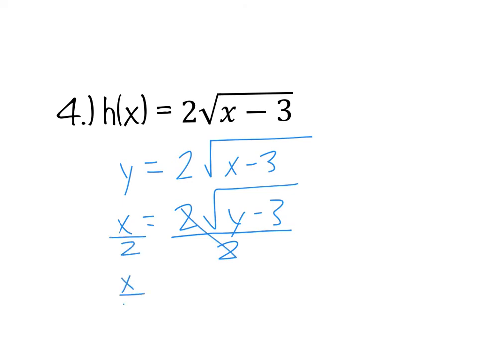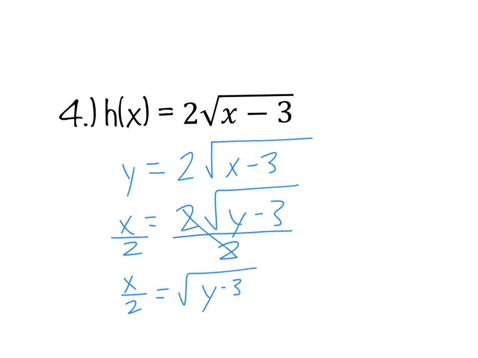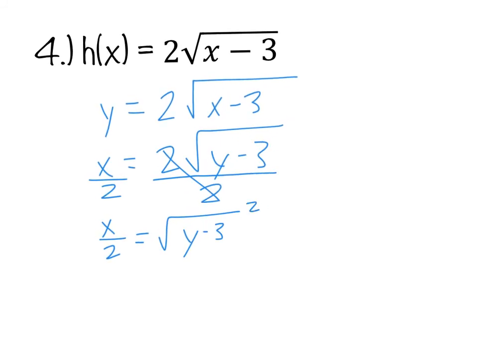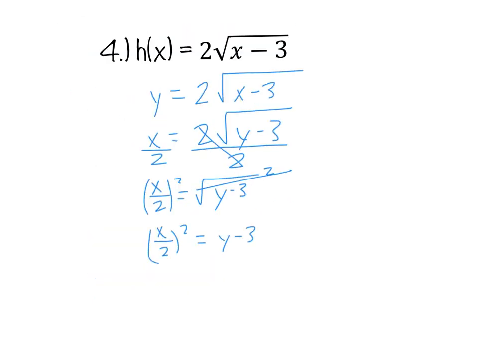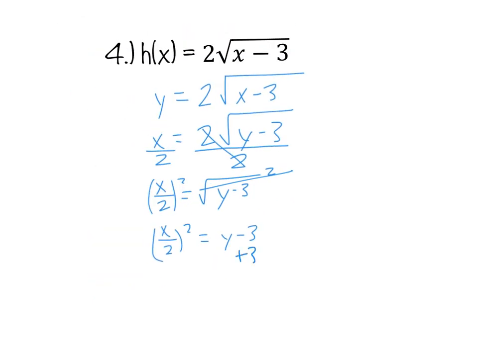So now I have x over 2 equals radical y minus 3. At this point I can't do anything, so I have to get rid of the square root by squaring both sides. That'll get rid of the radical. So now I have x over 2 squared equals y minus 3. And then simply add the 3 over. So I'm going to rewrite over here y equals x over 2 squared plus 3.